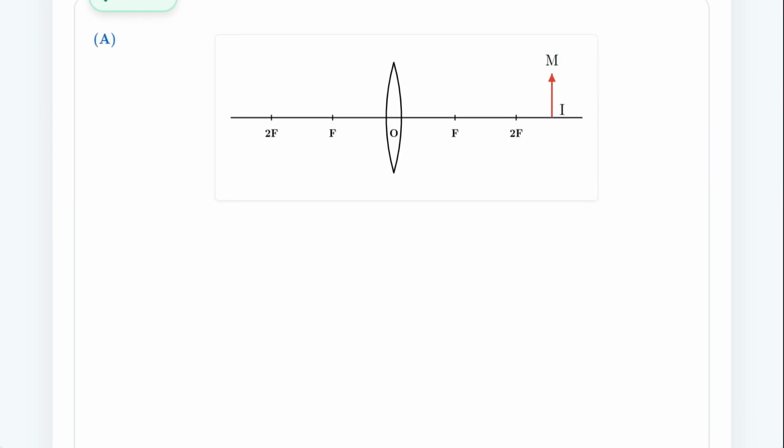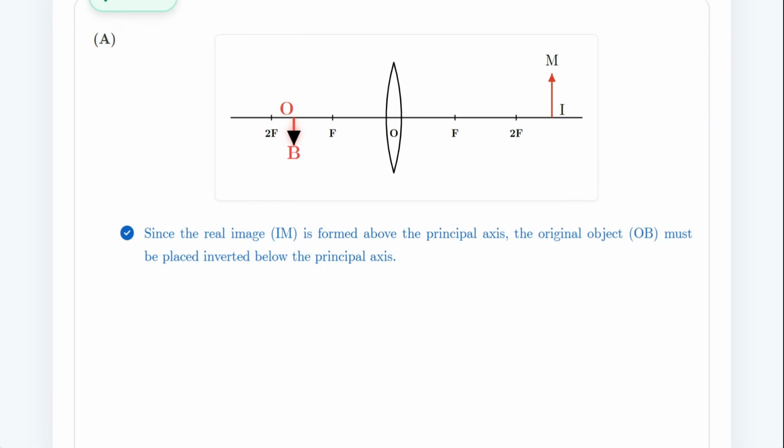Let's break down the answer for part A step by step. First, observe the initial setup for the convex lens. Let's place the original object OB inverted below the principal axis. Why? Because the real image IM is formed above the principal axis. Notice the position of the object on the principal axis. The object is located exactly between the principal focus F and the center of curvature 2F.